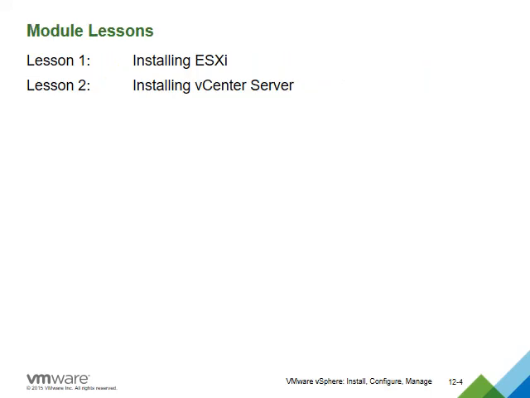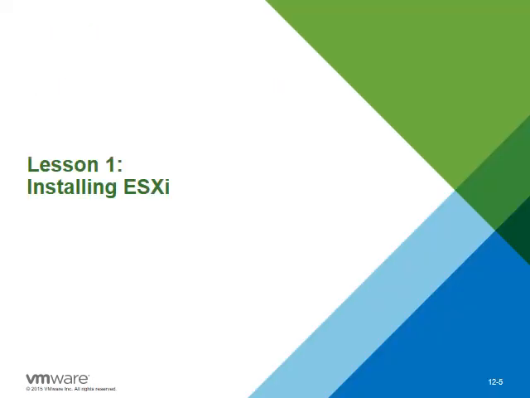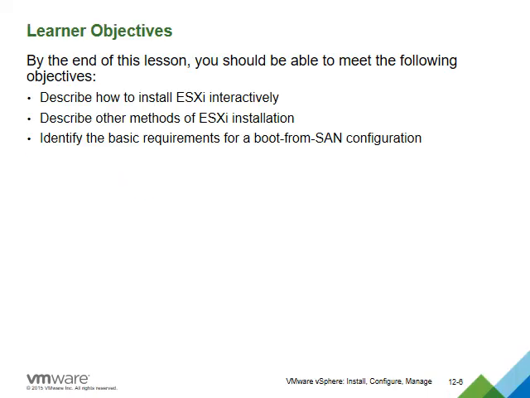Lesson 1, Installing ESXi. By the end of this lesson, you should be able to meet the following objectives. Describe how to install ESXi interactively. Describe the other methods of an ESXi installation. And identify the basic requirements for a boot from SAN configuration.